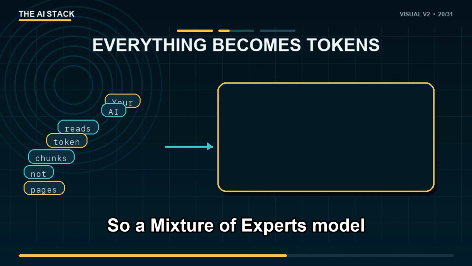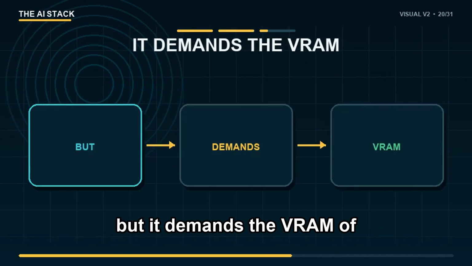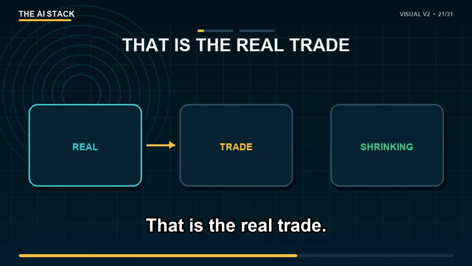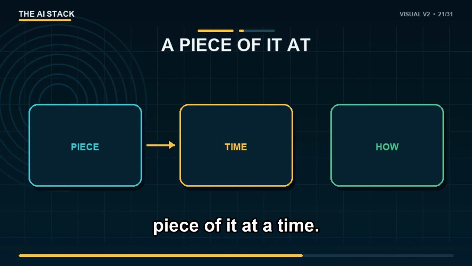So a mixture of experts model gives you the speed and cost of a small model per token, but it demands the VRAM of the enormous model it truly is. That is the real trade. You are not shrinking the model, you are only lighting up a piece of it at a time.